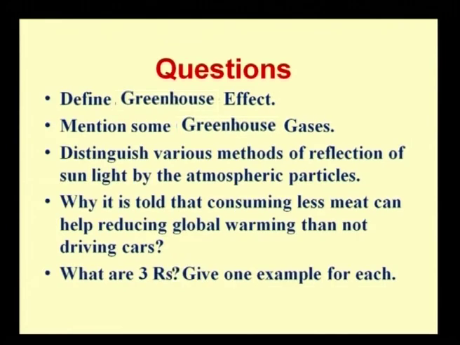Now, there are some questions. First question, define greenhouse effect. Second, mention some greenhouse gases. And third, distinguish various methods of reflection of sunlight by the atmospheric particles. And the fourth, why is it said that consuming less meat can help reduce global warming more than not driving cars? And the last question, what are the 3 R's? Give one example for each.